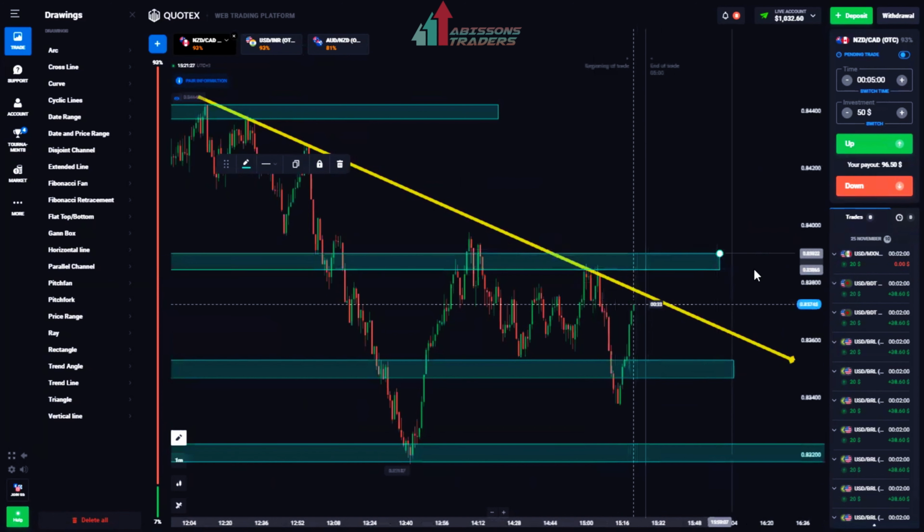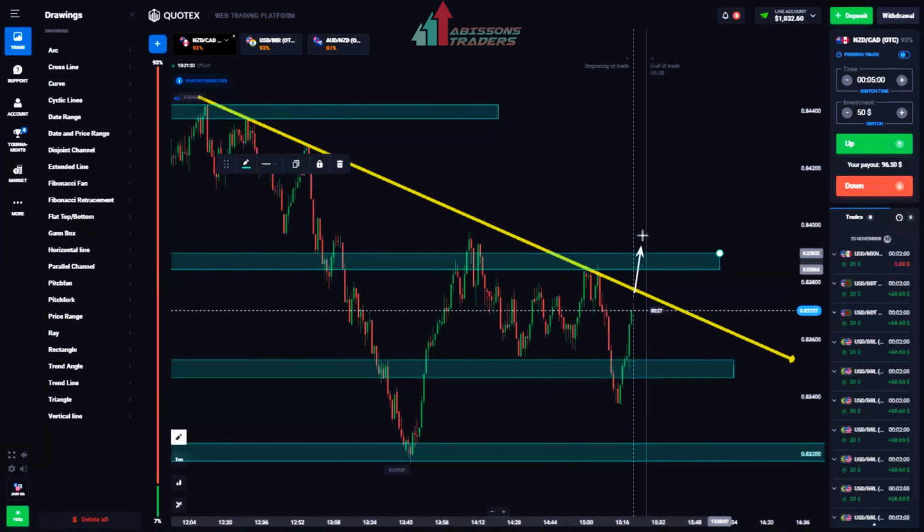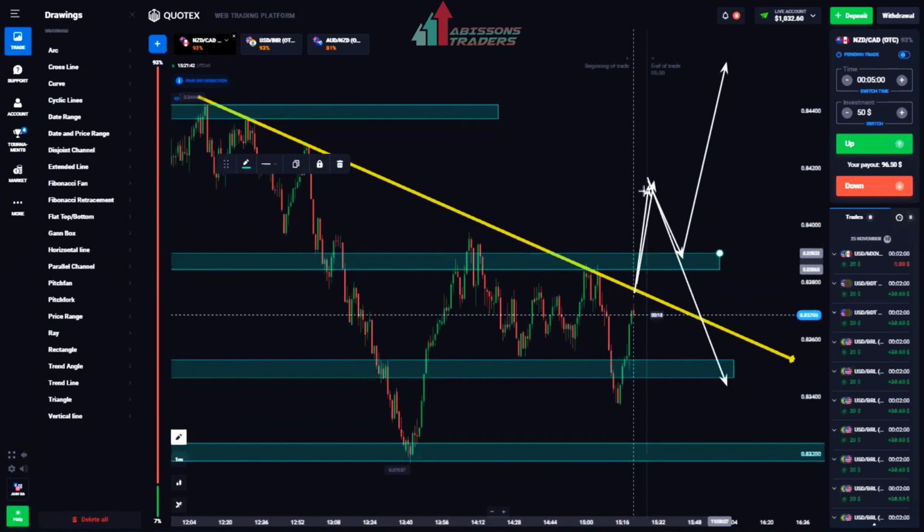Here we don't trade an uptrend until the price breaks this zone and comes back to retest. That is when we can decide to buy. But remember, they can still come back and make this one a fake breakout.